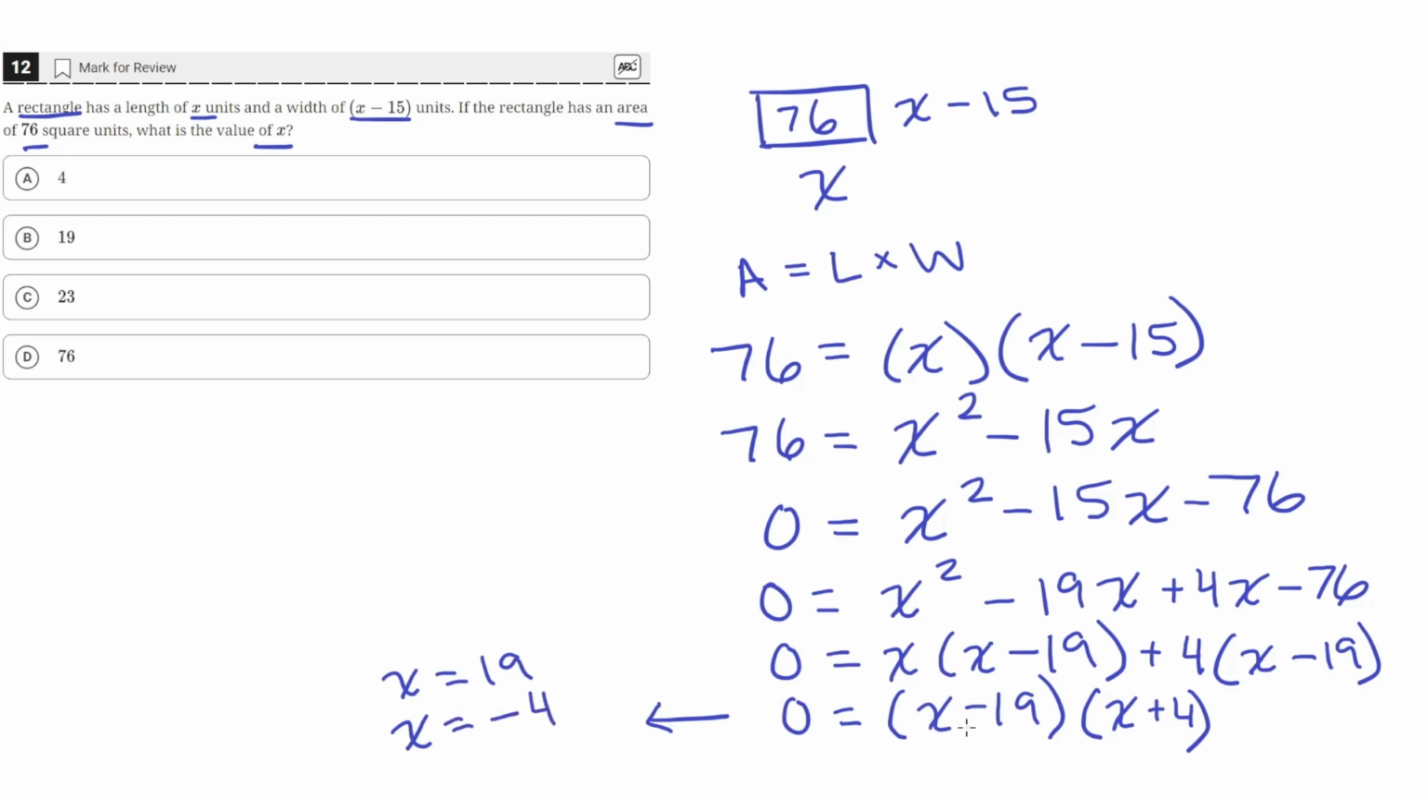Because plugging in 19 for x here will give us 0, which will make the whole equation 0, which satisfies the equation. And the same for when x is negative 4, it'll make this quantity 0, which when multiplied with this will also be 0. But since x is negative 4 here, this solution doesn't make any sense because we're dealing with distances. The length or width of a rectangle cannot be negative, so we're just going to disregard that solution and take x equals 19 as the solution. So the answer is B.